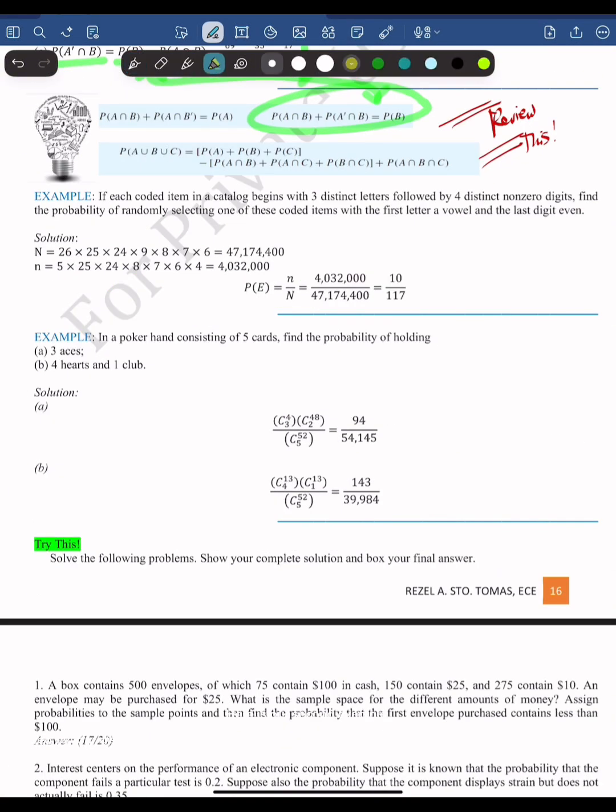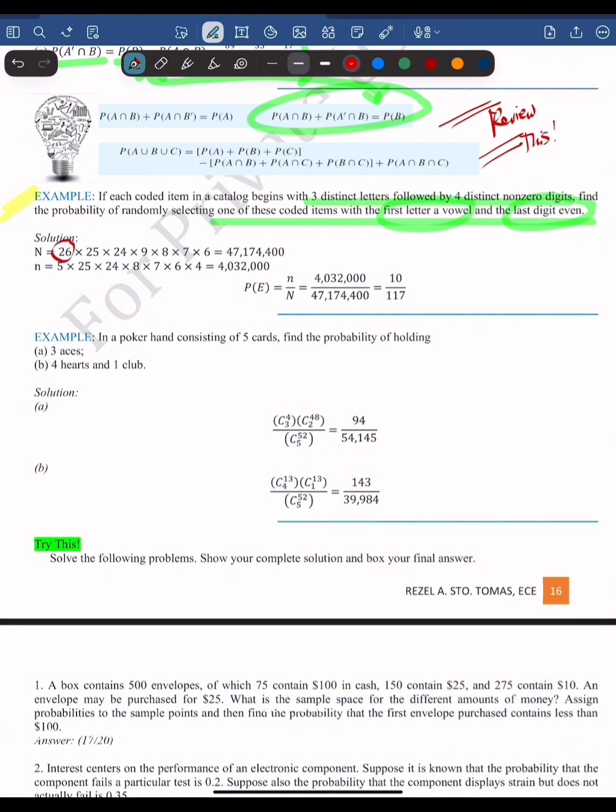Here is our second example. If each coded item in a catalog begins with 3 distinct letters followed by 4 distinct non-zero digits, find the probability of randomly selecting one of these coded items with the first letter being a vowel and the last digit being even. Let's solve this. The total number of codes N equals 26 times 25 times 24 times 9 times 8 times 7 times 6, which equals 47,174,400.